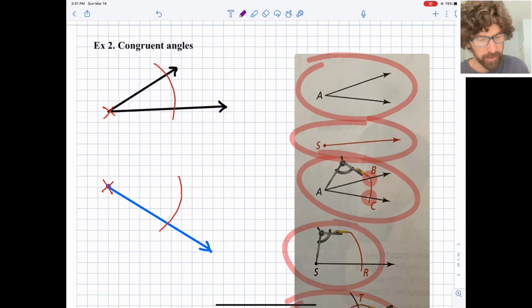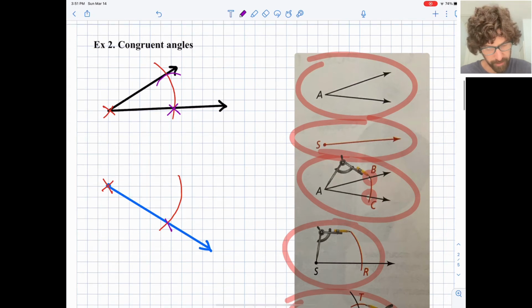Then we go back to our initial angle, and we put the point of the compass at one of those intersection points, and we draw an arc where it hit the other side of the angle. Keeping the compass at the same setting, we can put the compass point at that intersection point and draw an arc. And now we have 2 points that we can connect with a straight line.